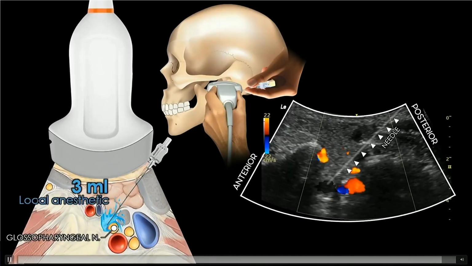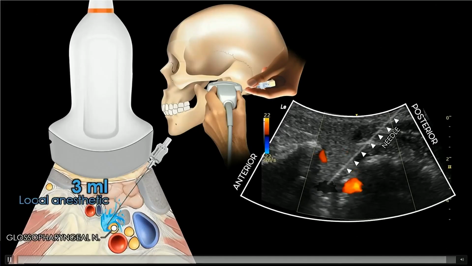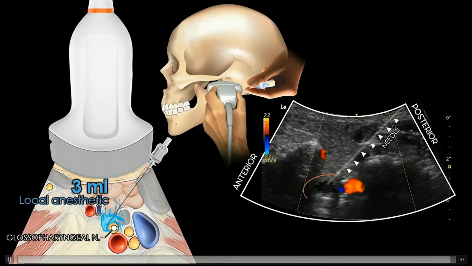Avoid puncturing the nearby vascular structures by using color Doppler as needed. Once the needle tip is correctly positioned, aspirate to rule out intravascular placement, then inject 2 to 3 milliliters of local anesthetic.